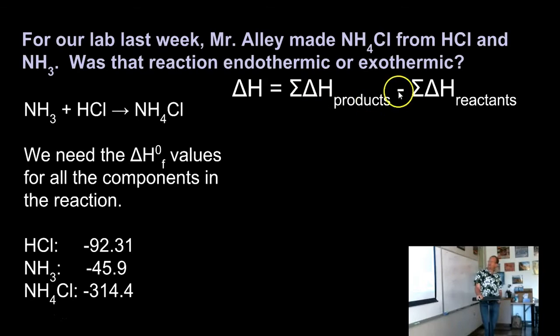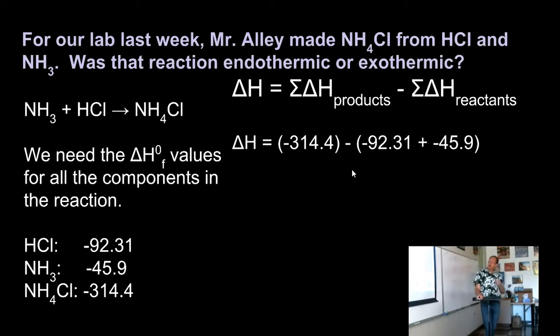And you use them in this equation, right? The summation of the products minus the summation of the reactants. The summation of my products is negative 314.4, that's easy. I made ammonium chloride, and it's the only thing in the products. Minus the summation of my reactants, which was negative 92.31 and negative 45.9. Add them together, I get negative 138.21.